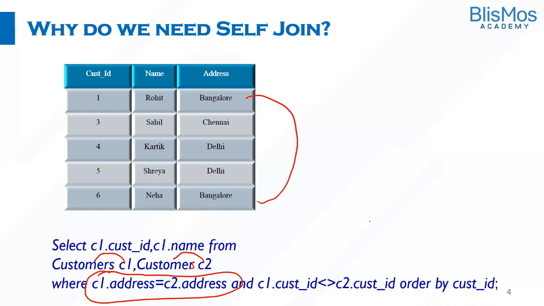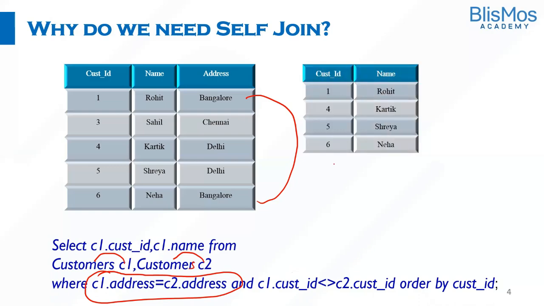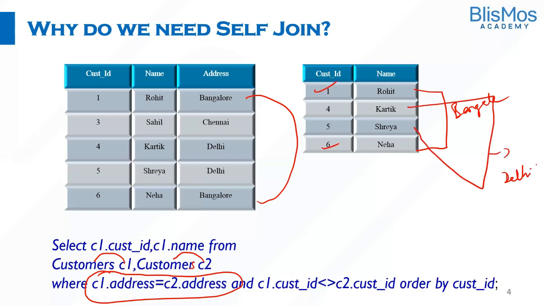That is when we get a result where the customers who are having a same address, for example, in this case, Bangalore. So Rohit and Neha are from the Bangalore, but they have a different customer ID. Karthik and Shreya are from the Delhi and they have a different ID.